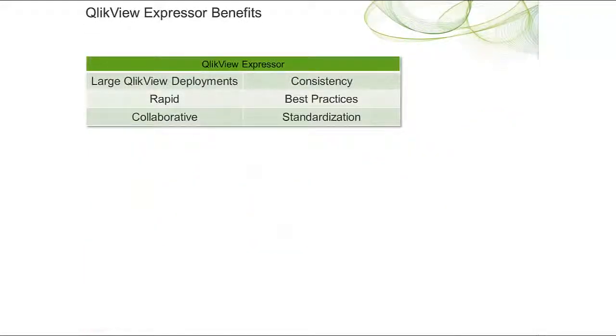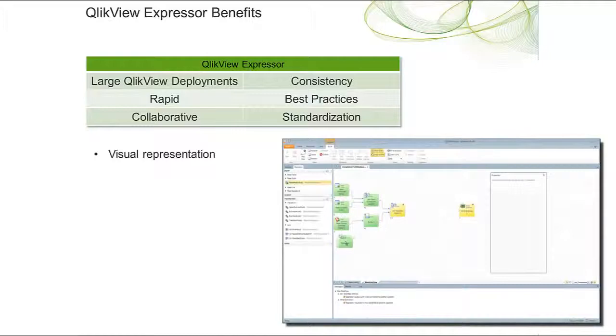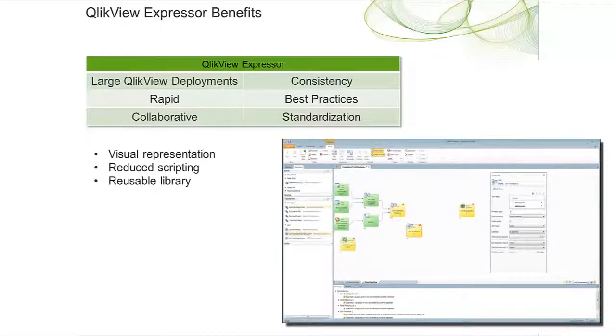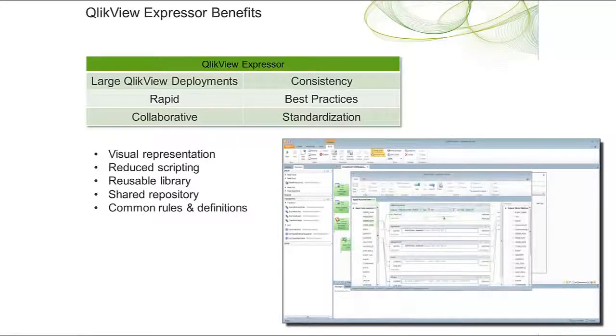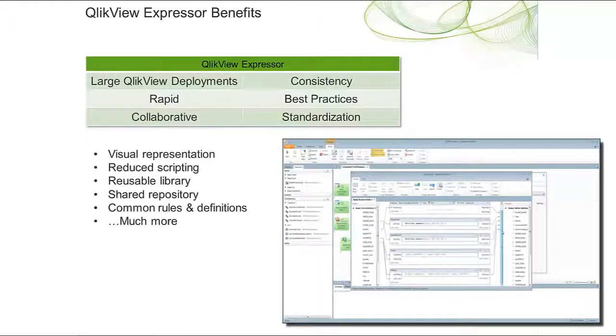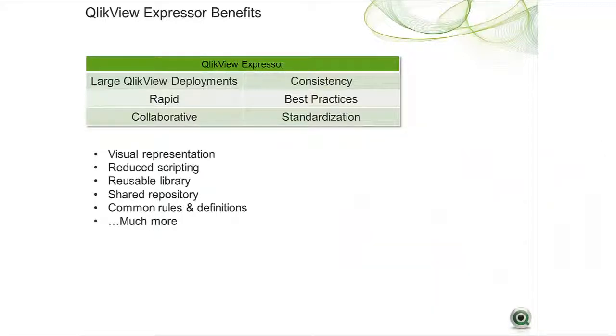The benefits of using QlikView Expressor to provision data for QlikView become more relevant in larger QlikView deployments where there is a need for rapid collaborative development while maintaining consistency, best practices, and standardization across all applications. Some of these benefits include a visual representation of the flow of data from source to QlikView, a reduction in QlikView scripting, a reusable library of model components and templates that can be shared and stored in a version-controlled repository, common business rules and column definitions that can be applied across all QlikView applications in the enterprise, and much more. Please refer to the QlikView Expressor companion videos and technical brief available on the QlikView website for more information on this topic.